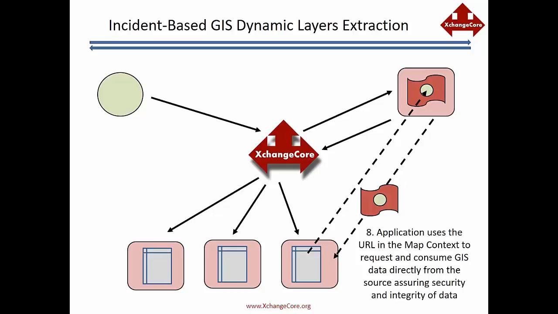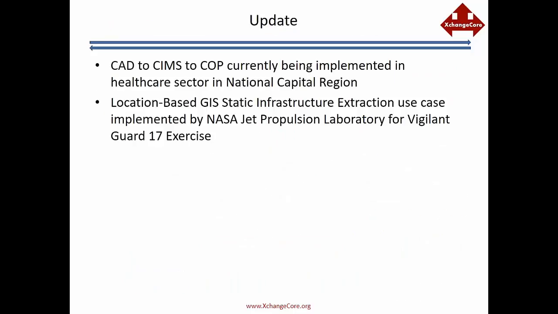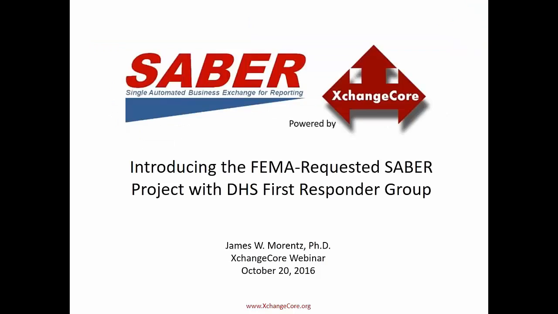And that gives a greater means to be able to deliver the kinds of orchestrated information rather than just a bunch of stuff. More of those, subscribing all the way back. So the CAD to SIMS to COP is currently implemented in the healthcare sector in the National Capital Region. Location-based static extraction really demonstrated well by NASA Jet Propulsion Laboratory, and you saw that there. And the one that I forgot to do, I just mentioned, was the New Jersey suspicious activity reporting getting matched with the critical infrastructure near that suspicious activity report.